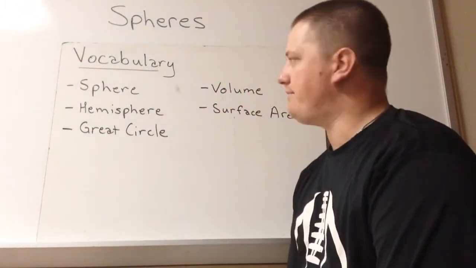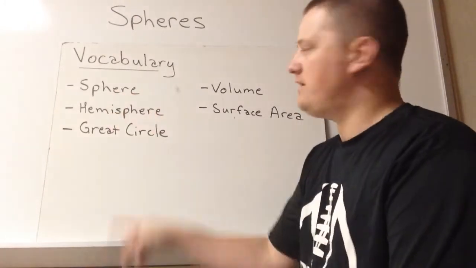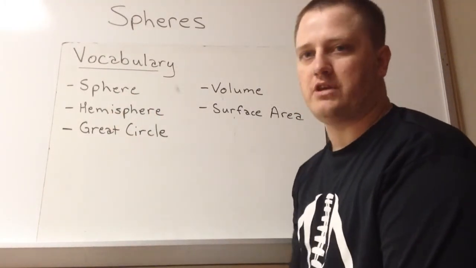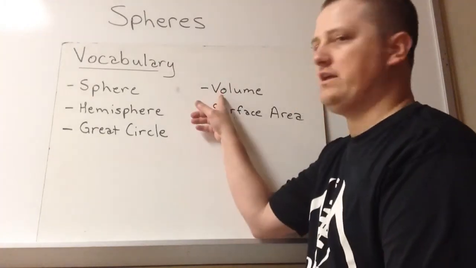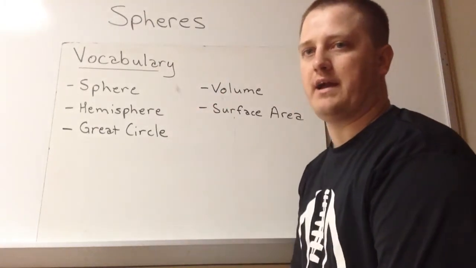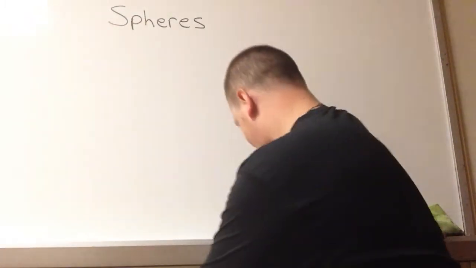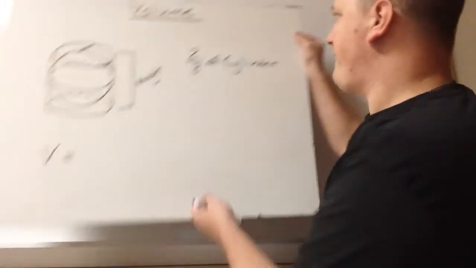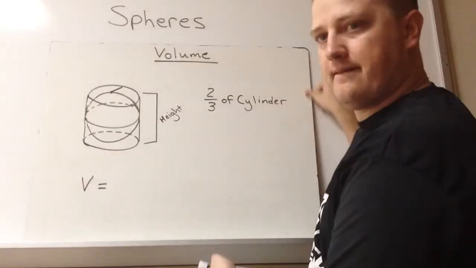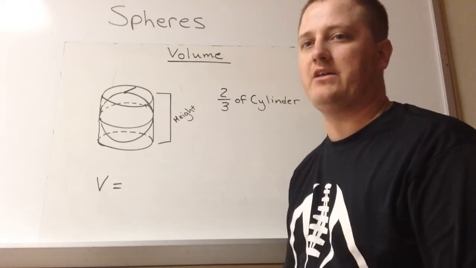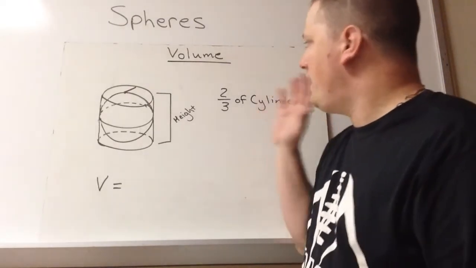Our vocabulary: sphere, hemisphere, great circle, and in case you need refreshers on them, volume and surface area. First thing we're going to look at is the volume of a sphere.